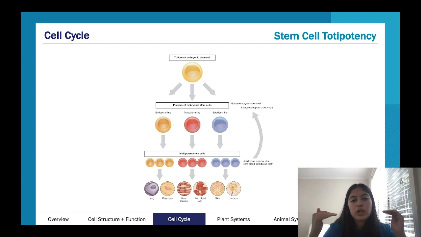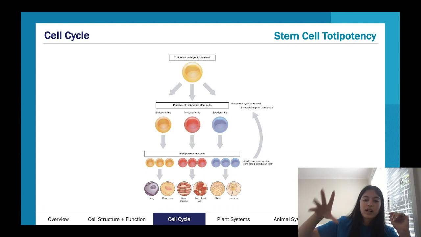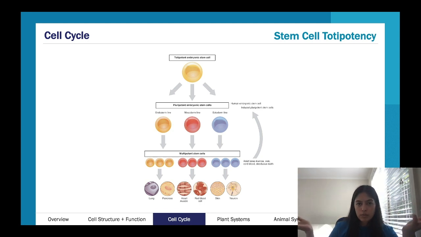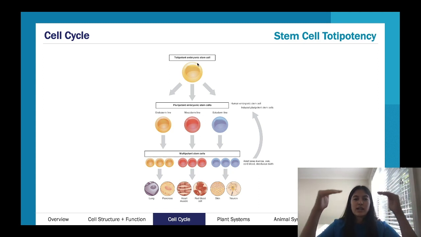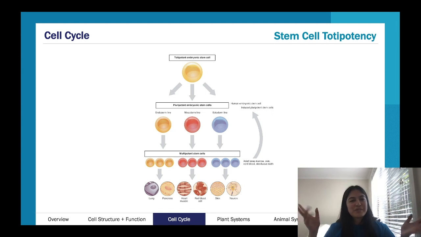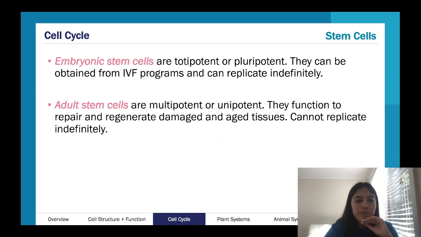That's what we'd call unipotent. Think of uni as one. You can only be one type of cell. Like a skin cell or a neuron, you're only dividing to become that exact same type of cell. You're not dividing to become a different type of cell. Hopefully that makes sense. You can see that level of specialization, so hopefully that analogy of a primary school child is making sense.